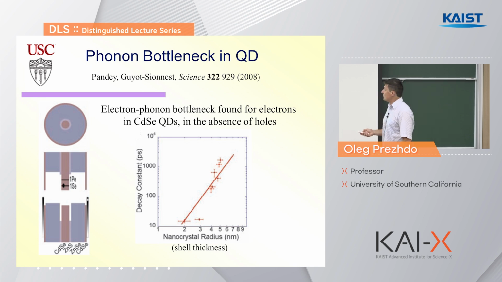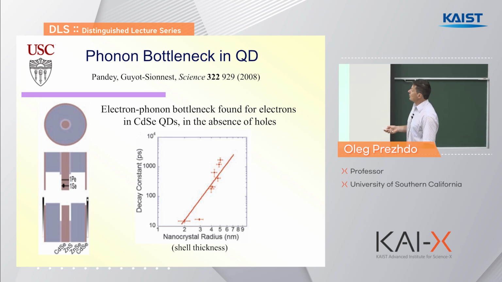But what he needed to do, he had to separate the electron in the core of the system with multiple shells, and then he had a ligand on the surface, and this surface trap created separation of the positive charge hole from the negative charge electron, and by separating electron and hole, he could achieve this so-called phonon bottleneck, where relaxation of the electron was very slow.